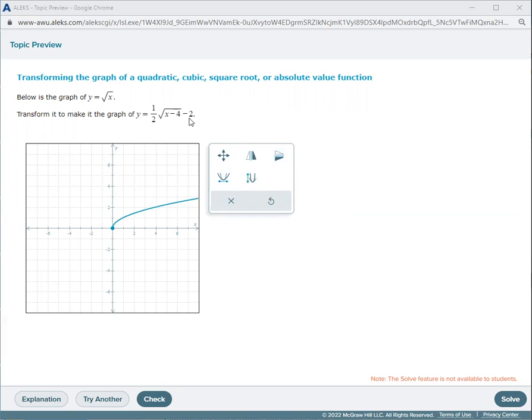So first thing, left or right shifts. We have x minus 4, which means that the graph of the square root of x is going to the right 4 units. It's the opposite of what you think, okay? Because it says minus 4, so you think, oh, I'll subtract 4 from my x values and move this way. But no, it's the opposite. So you're adding 4 to your x values.